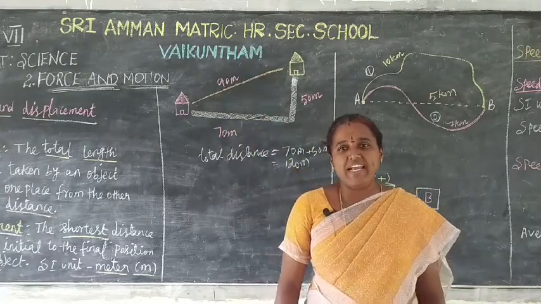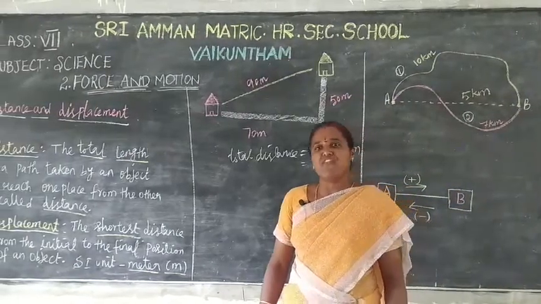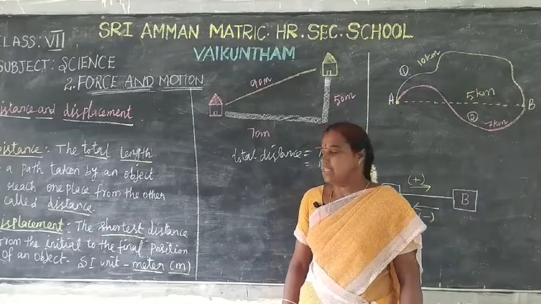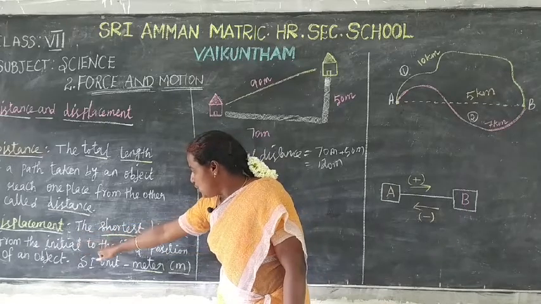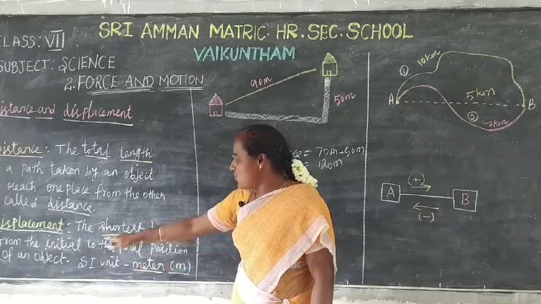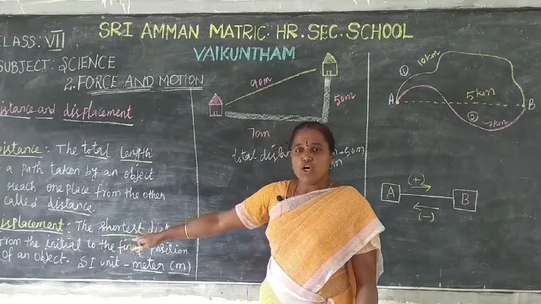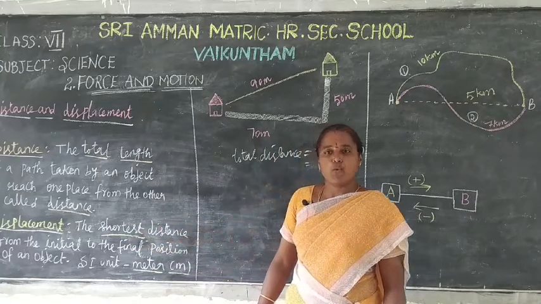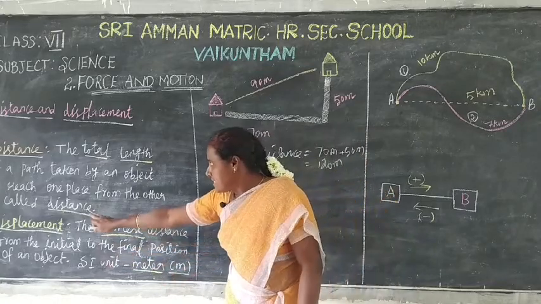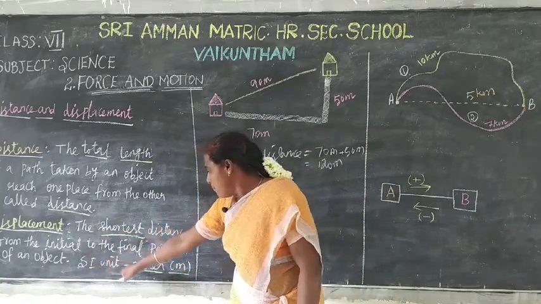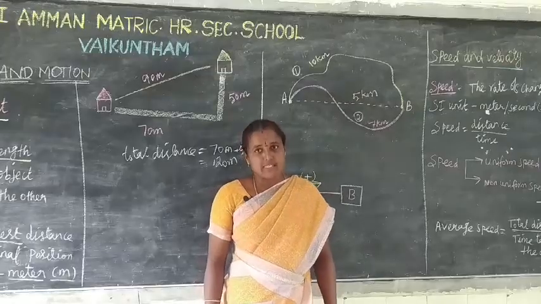We define displacement as follows. The shortest distance from the initial to the final position of an object is called displacement. Both distance and displacement possess the same unit. The SI unit of distance and displacement is meter. Its symbol is m.